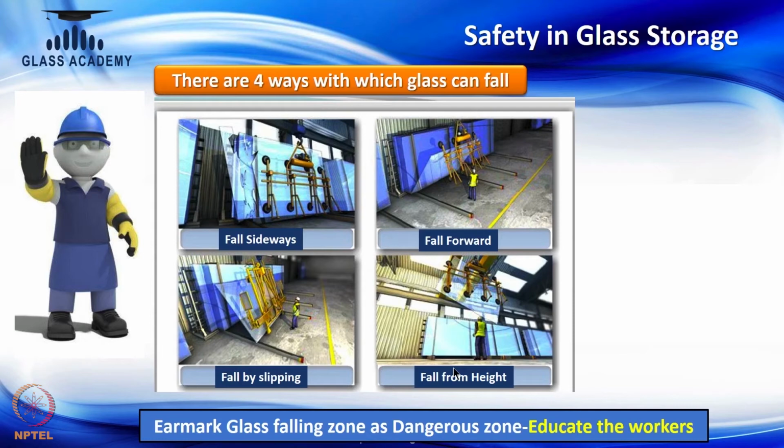Another way of glass falling is when glass is lifted and the person is beneath the glass. It can fall from the top by vacuum failure and similar situations. So this is the important thing: every place where glass is stored, there is what we call a glass falling zone. People have to be away, or they should not be inside the glass falling zone.